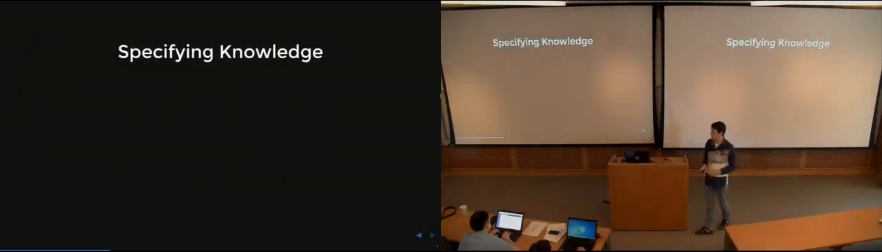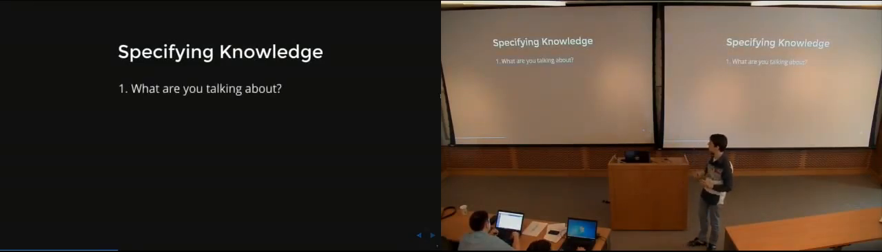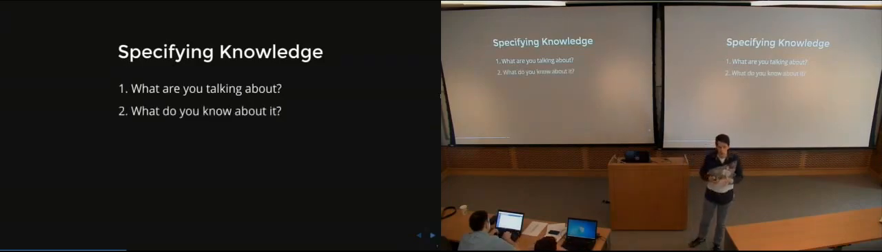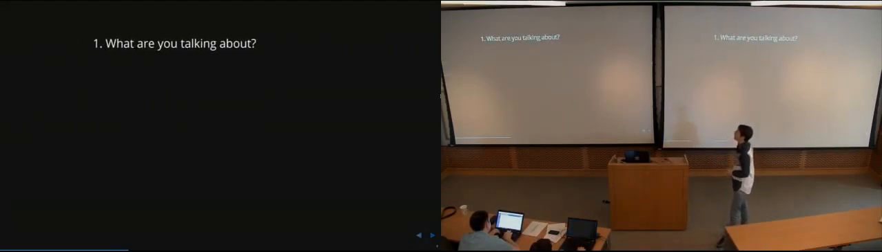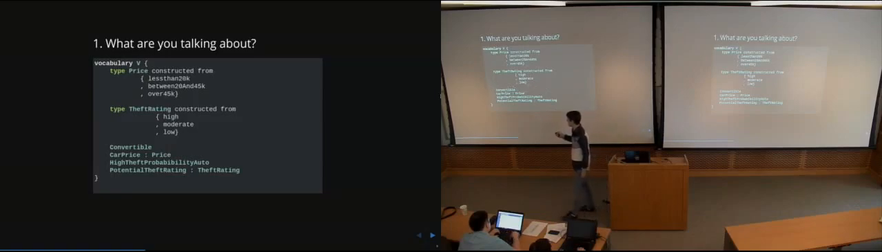Now, how do we use such a knowledge-based system? Well, we first specify knowledge, saying what are you talking about, and what do you know about the things you're talking about. So what are you talking about? We do such things in a vocabulary, saying I'm talking about prices, which can be low, medium, high, about theft ratings, low, medium, high, and then some propositions like convertible, high theft probability auto, and a car price and potential theft rating. So these are the things I'm going to be talking about.